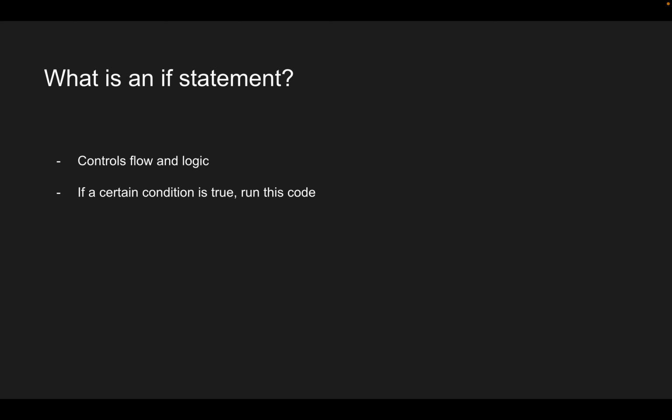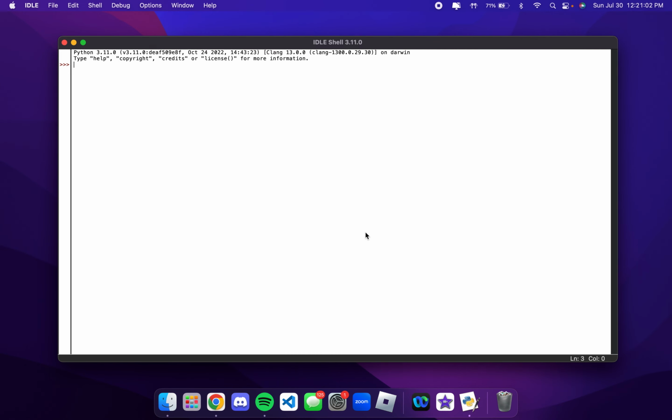So what is an if statement? An if statement basically controls flow and logic. If a certain condition is true, then we're going to run this code. For example, if we have a variable a that is 5 and a variable b that is 3, if a is greater than b, then we can print a certain line. And that's pretty much an if statement, because if a certain condition is true, and by true I mean if it follows what the if statement says, then we're going to run this code. So let's go to the IDLE and see some examples of this.